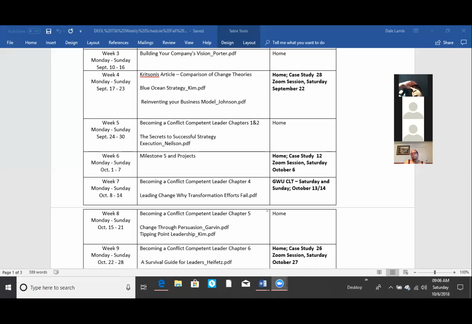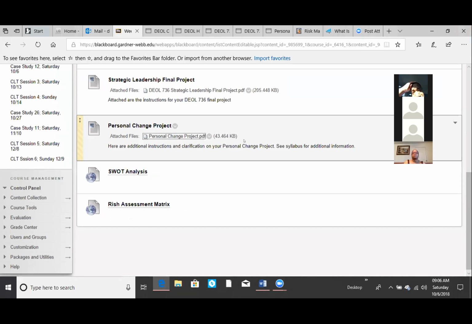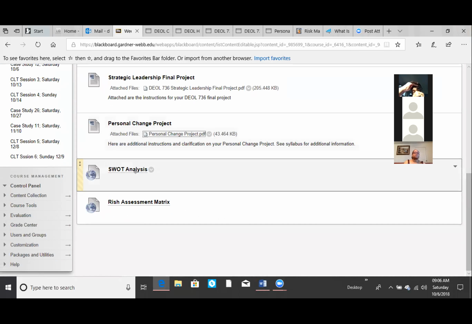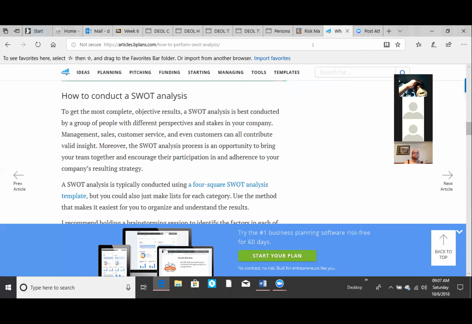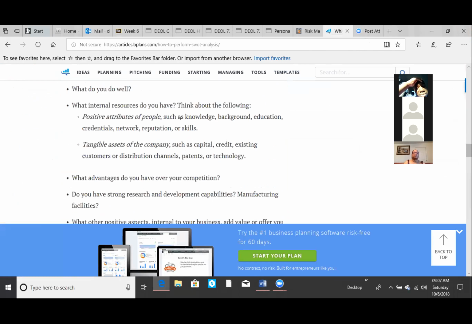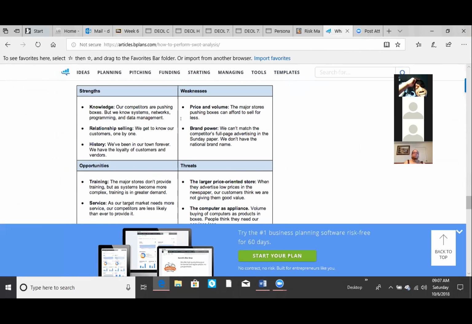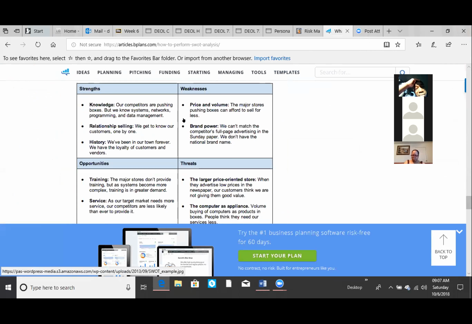I've got a couple of articles here that I'll share with you for week 6 that I have put here on our board. One on doing a SWOT analysis. One on doing a risk assessment matrix. How to conduct a SWOT analysis: questions to ask during the analysis, and it explains each of them and then does the matrix for you.